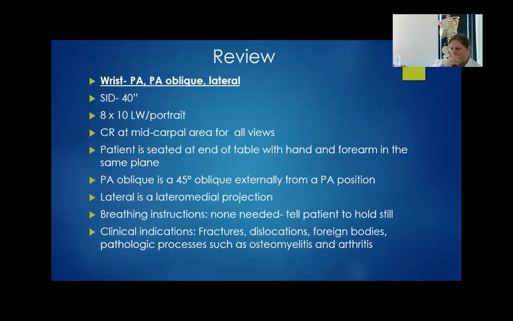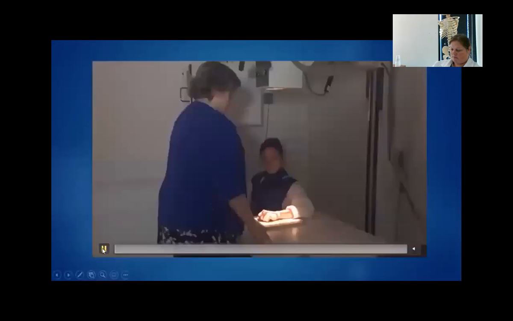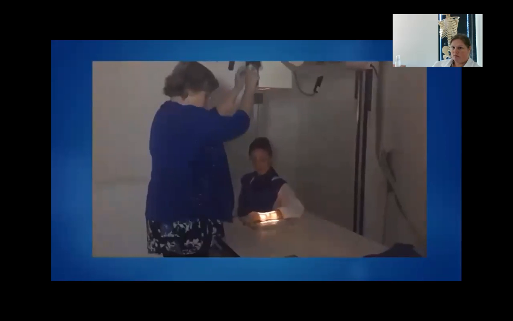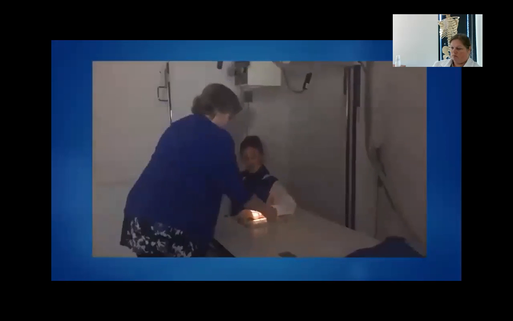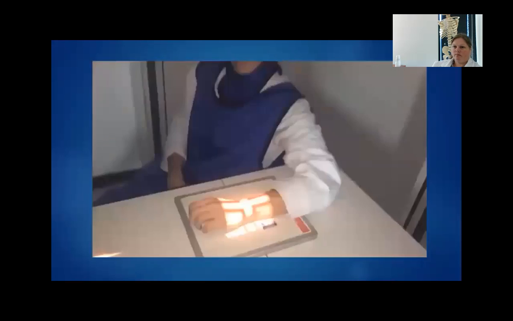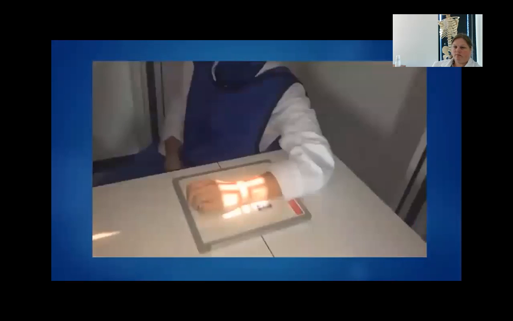Clinical indications: fractures, dislocations, foreign bodies, pathological processes like osteomyelitis and arthritis. So look at our video. She's collimated in pretty small, little square, include both sides of the joint, center to the mid-carpals, right between the styloid processes.